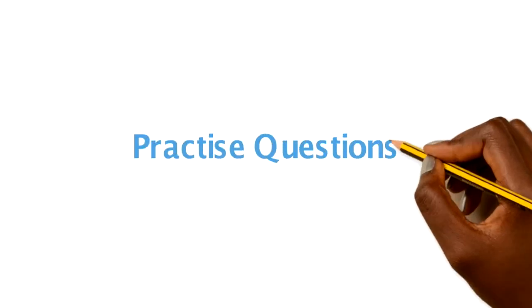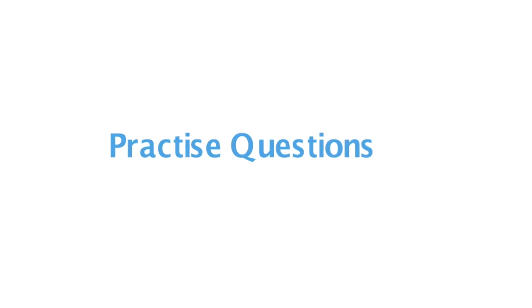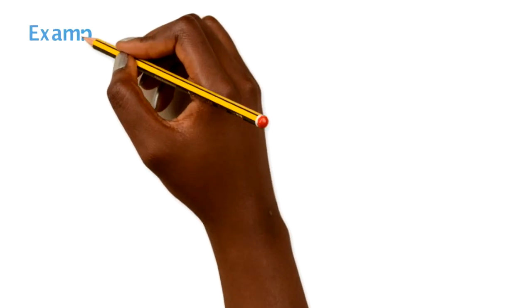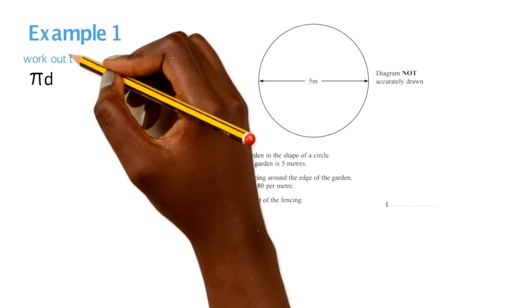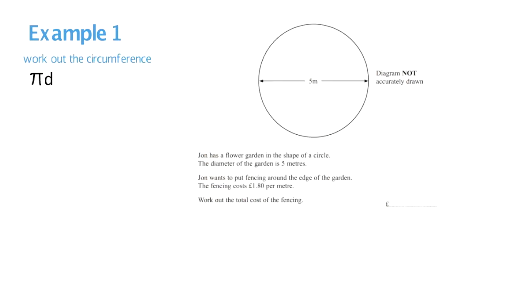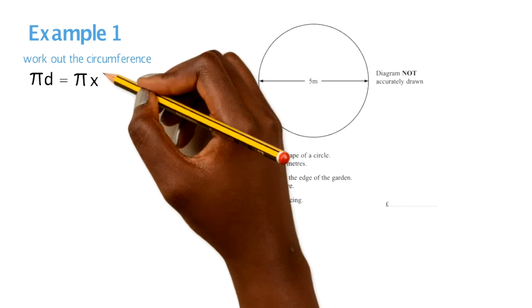Practice questions time. If we have a look at example 1, our first question, it gives us a circle and the diameter, and it wants us to work out the total cost of the fencing. The first thing we're going to do is work out the circumference of this circle. Remember, the equation could be pi times d. We're going to use this one because they've given us the diameter. So that's pi times 5, because the diameter is 5 meters.